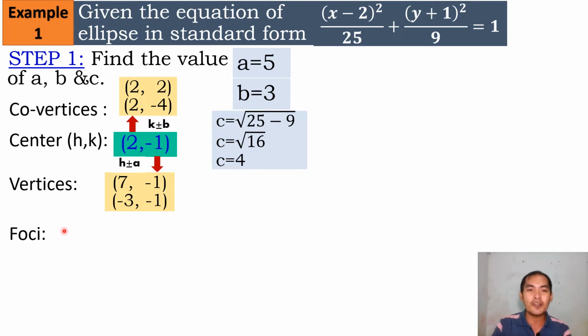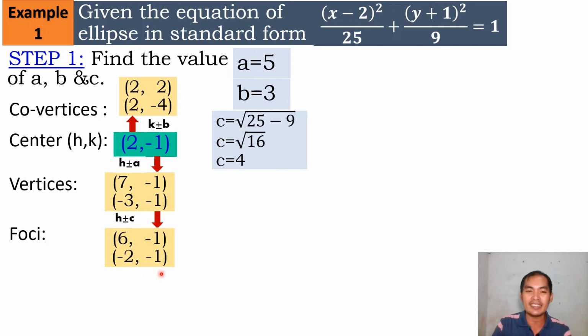How about for the foci? The same. Kukopyahin natin yung kagaya ng kinopya sa vertices, kasi ang vertices and foci, collinear. So, kukopyahin natin to the same here. At yung sa y ay, we add the center value to C. Okay. Our foci are 2 plus 4 is 6, negative 1, and 2 minus 4 is negative 2.